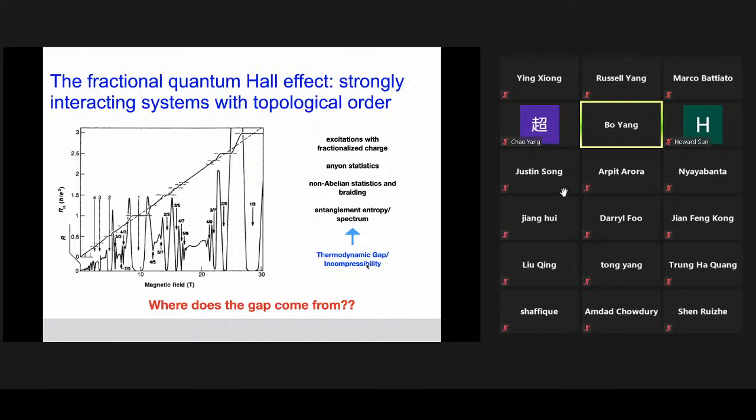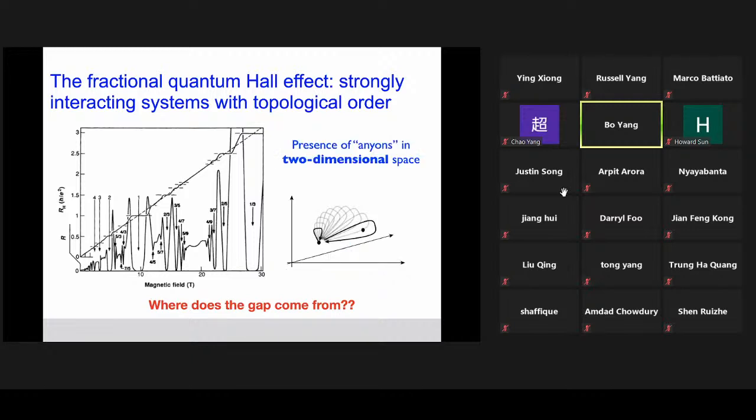And the underlying mechanism of this gap can be very different for different filling factors. Just like in superconductivity, you can have different mechanisms of pairing to form superconductors. The BCS theory and the high temperature superconductors can be very different. Okay. So what we're going to focus on today are the anyons. And I think you all know about the anyons.